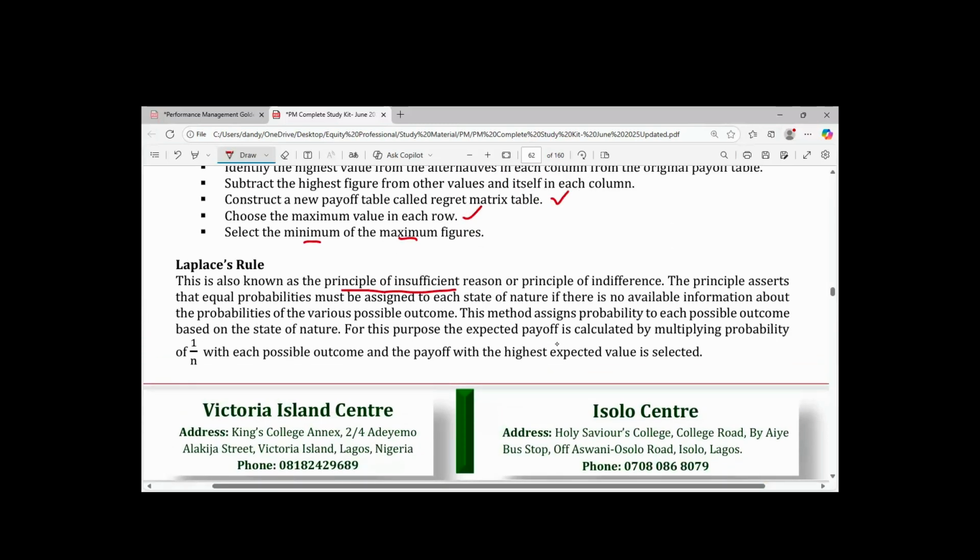Let's say, for example, you have states of nature X, Y, Z. That means we have 3 states of nature. In this case, you are supposed to assign 1/3. You assign 1/3 to the payoff value in each state of nature. So any alternative that produces the highest expected value is the one that should be selected. So this is what you need to do under the Laplace Bayes.